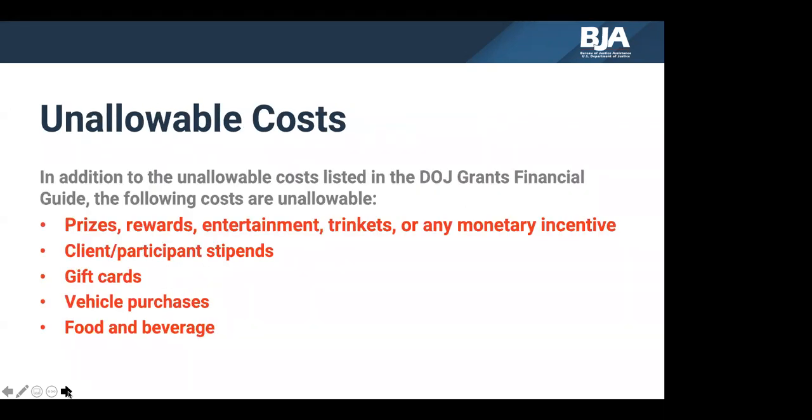Unallowable costs. As a reminder, in addition to the costs listed as unallowable in the DOJ Grants Financial Guide, the listed costs are unallowable under your award. This information was in the solicitation.